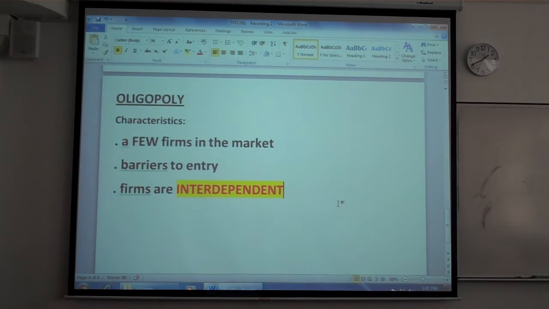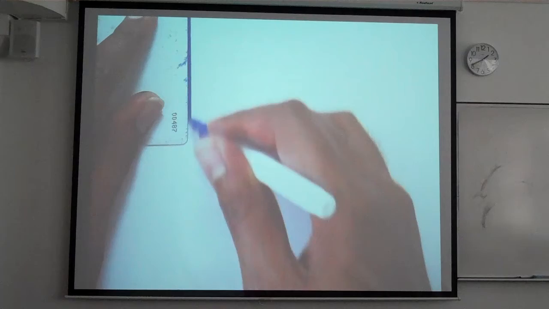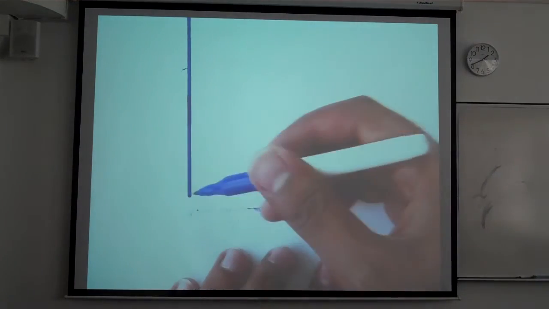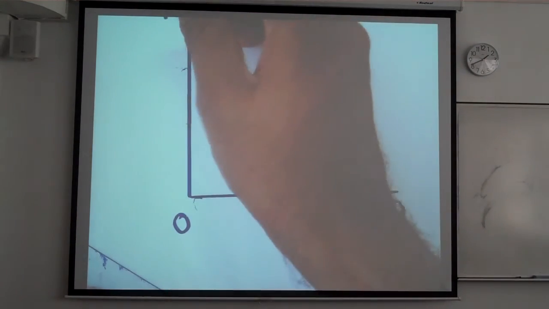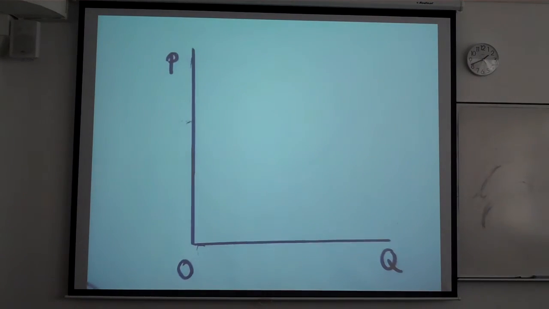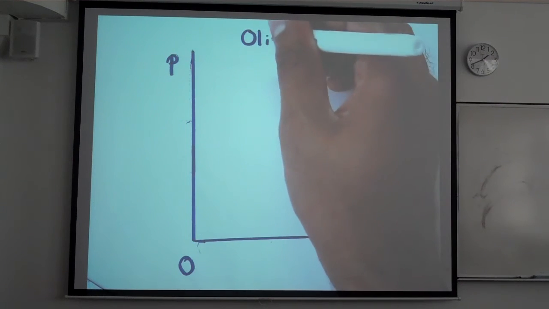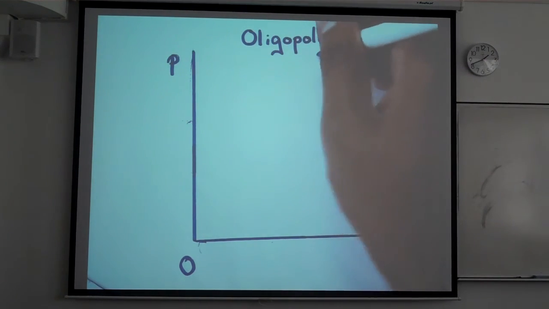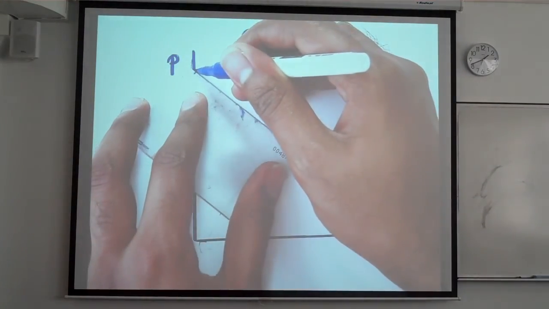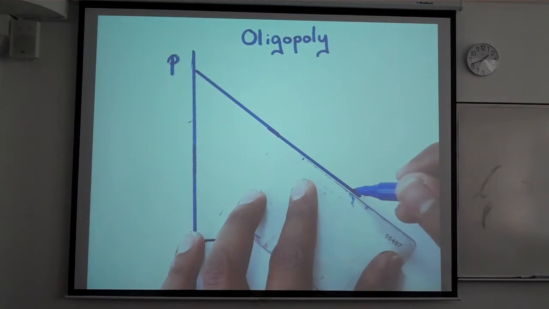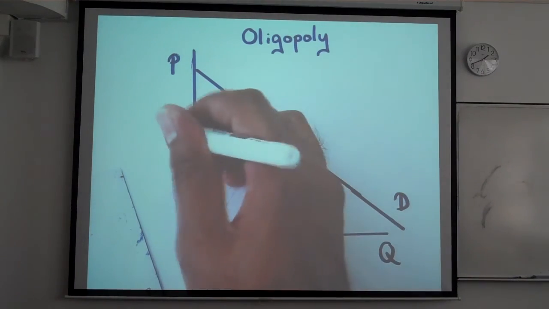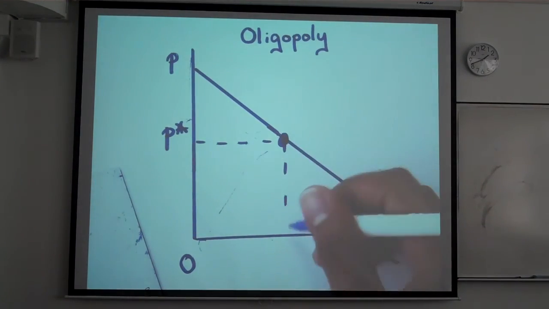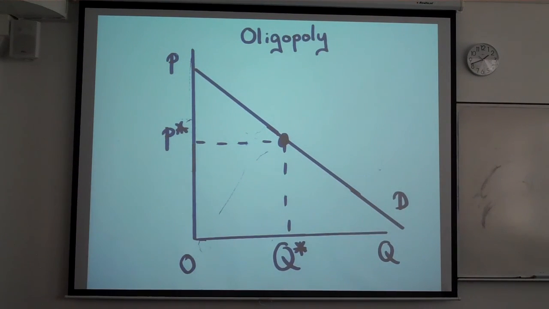Let's construct the model for an oligopoly. We'll start with the usual demand curve. So we're constructing the model for oligopoly. We have the usual downward sloping demand curve. And let's say that P star is the current market price and Q star is the current market quantity.